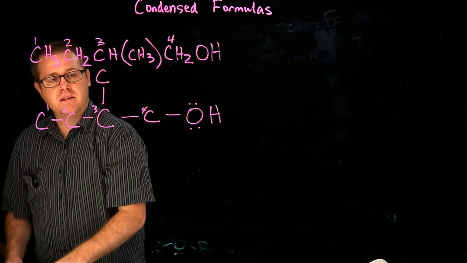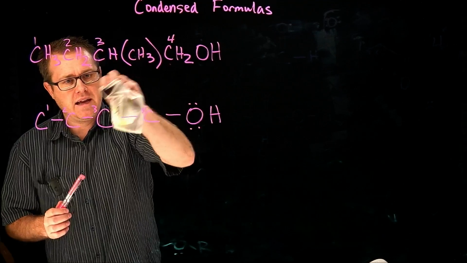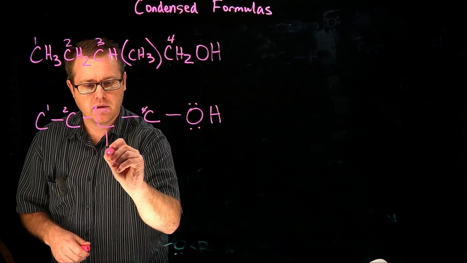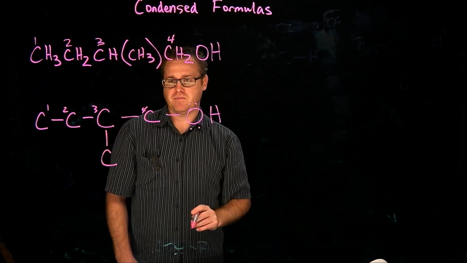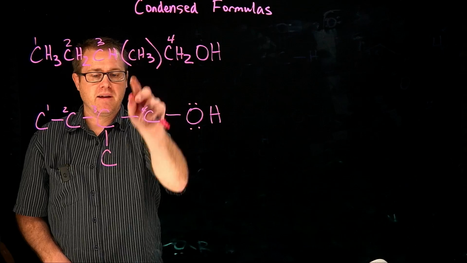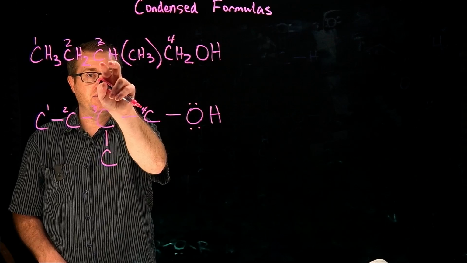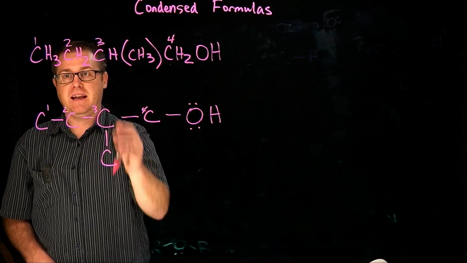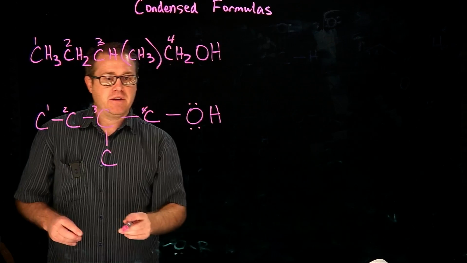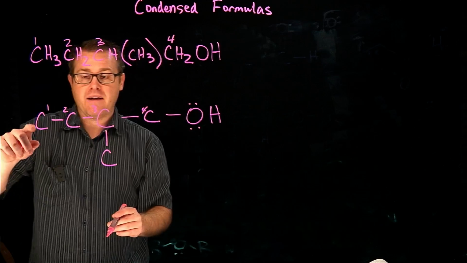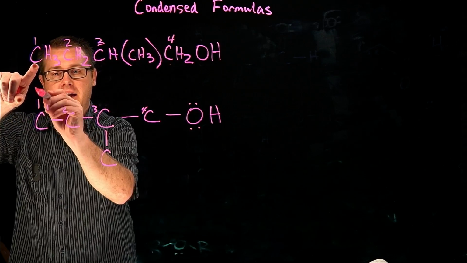Let's actually put it down here. Okay. So the carbon in parentheses goes attached to the carbon preceding it. And now we just go through and make sure we have our hydrogens. Carbon 1 has 3 hydrogens.